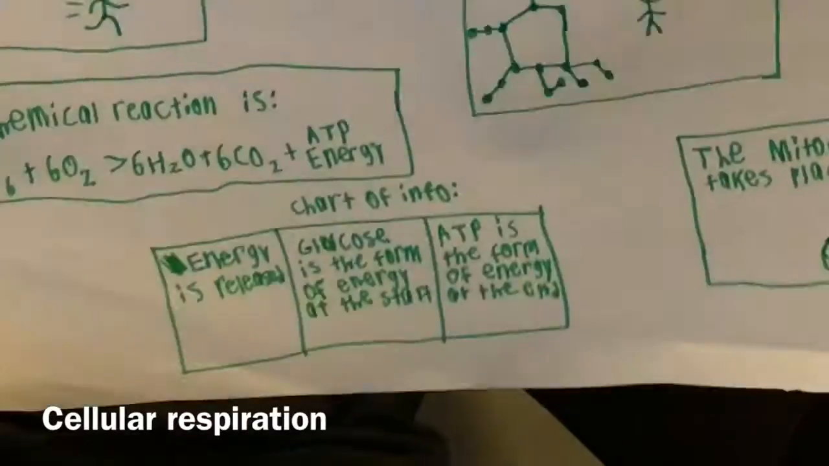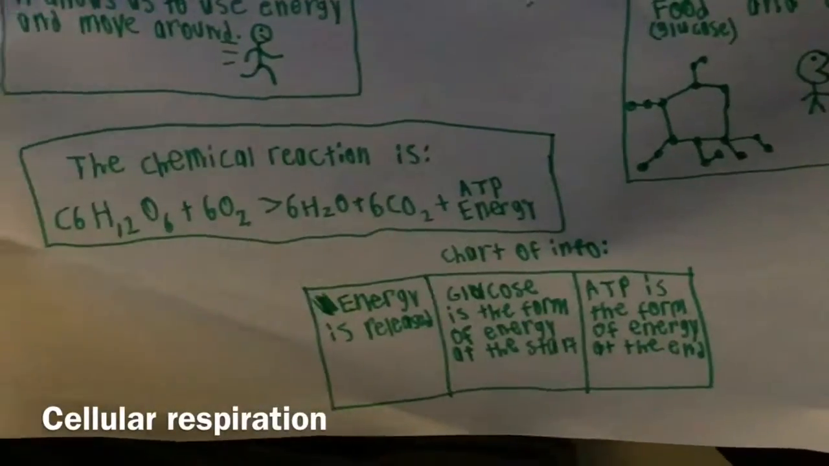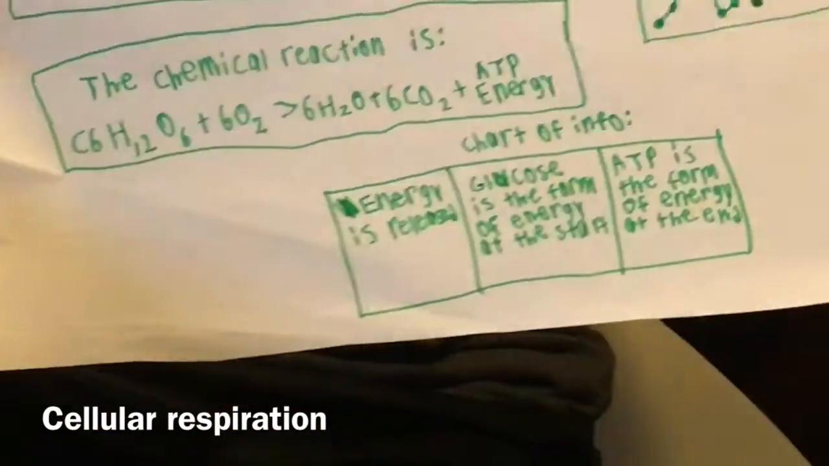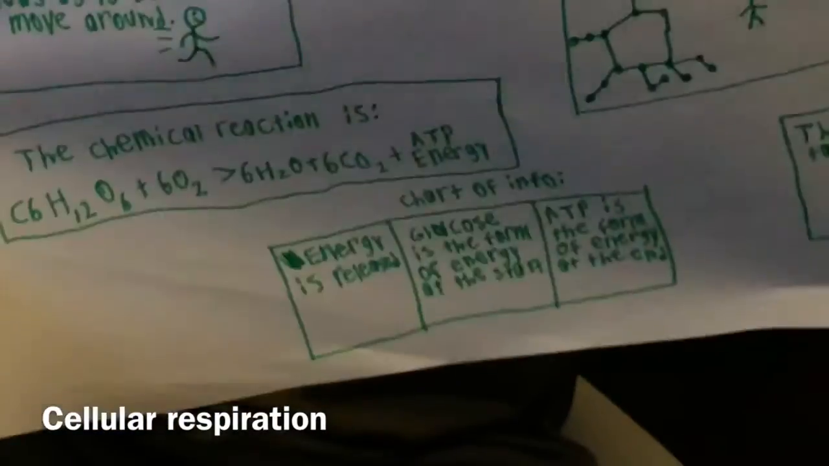And then I made a little chart here for some stuff. So the energy is released. It's food, glucose at the start of it, and at the end it becomes ATP energy.